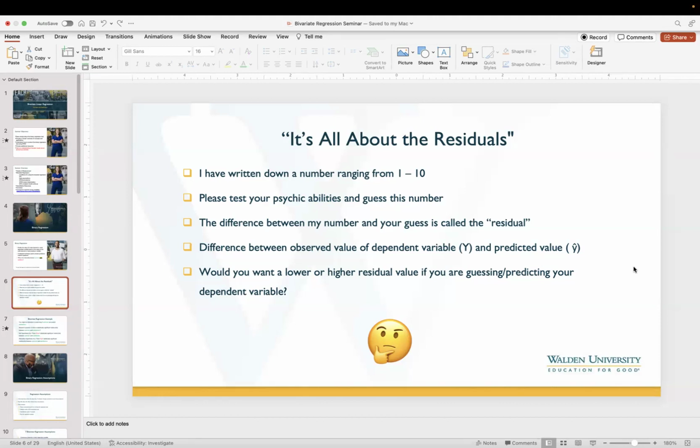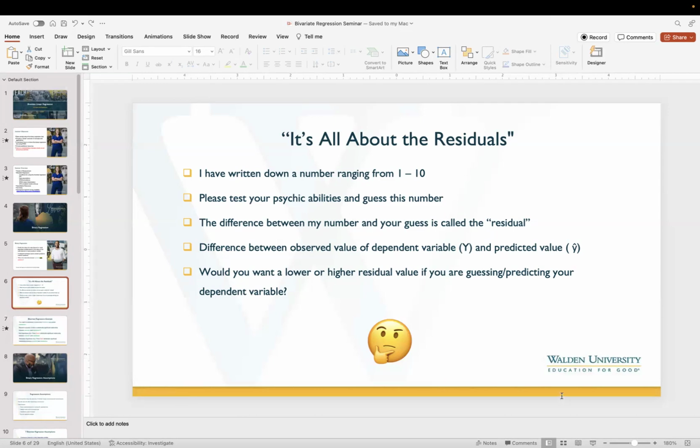Okay. Now, with your psychic abilities, you have guessed or tried to predict the true number, the true value. Now, what I want you to do is a little bit of mathematics. Don't worry about pluses or minuses. Just do the absolute value, the absolute difference between my number and your number, and I'm going to tell you now what my number is, okay?